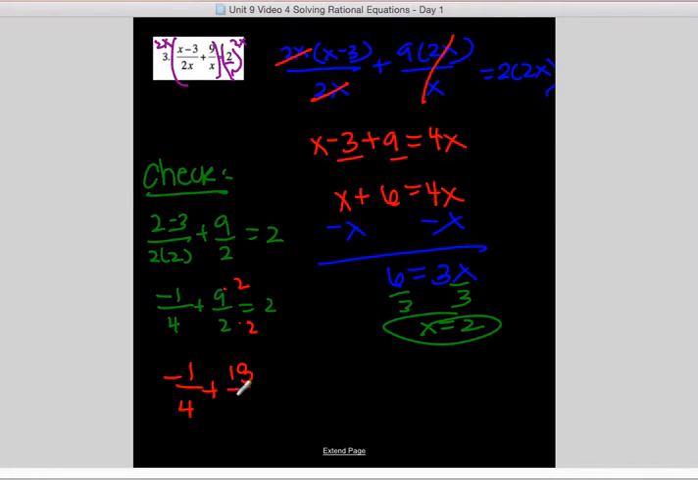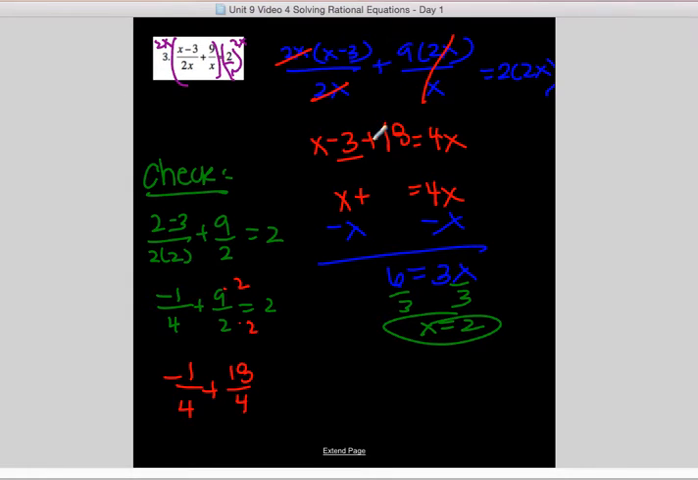Plus 18 over 4. 1, this would give me 17 over 4. Did I make a mistake somewhere? It looks like I did. What did I do wrong? Oh, does everybody see where I went wrong? Okay, so this is why it's important that we check. Okay, so I'm going to check. I forgot to take 9 times 2, which would make this 18. It's going to change things.